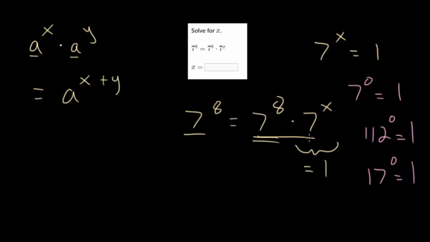So anything to the 0 power is equal to 1. And since we need this term right here, this 7 to the x term, to equal 1, we have to make x equal to 0. That's the only way that this will work. If x is any other number, this would not work.